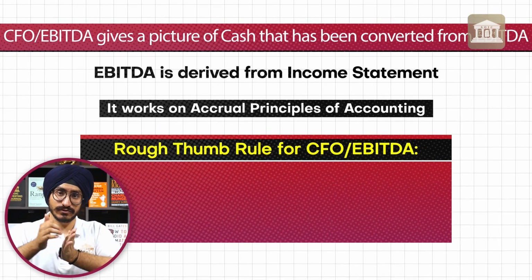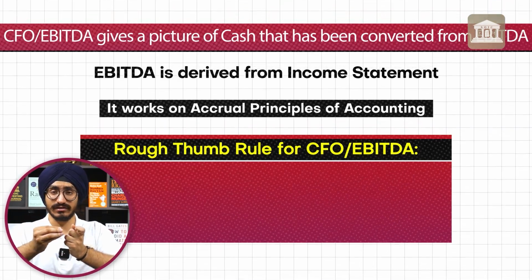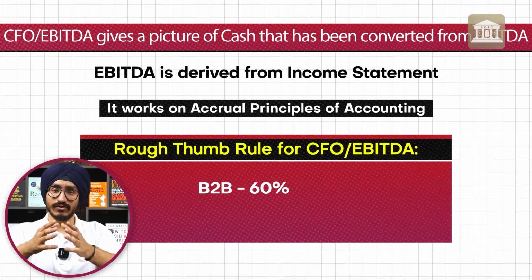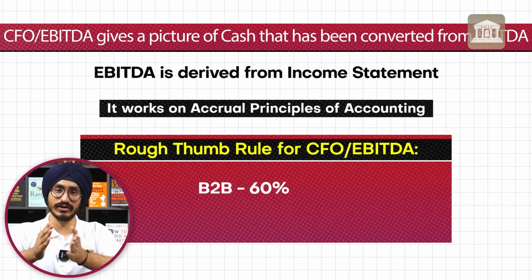So what is the rough thumb rule that we use? In B2B businesses, the least that you can go is maybe 60 to 65%. But in some of the businesses where the inventories are higher, you'll also see that the CFO to EBITDA ratio will be around 55%.